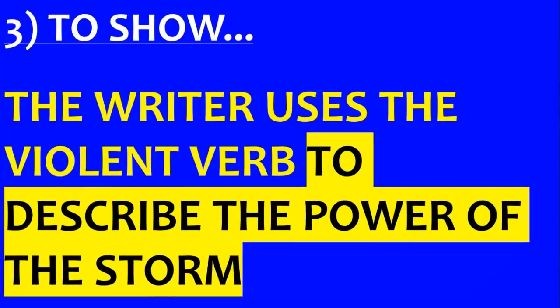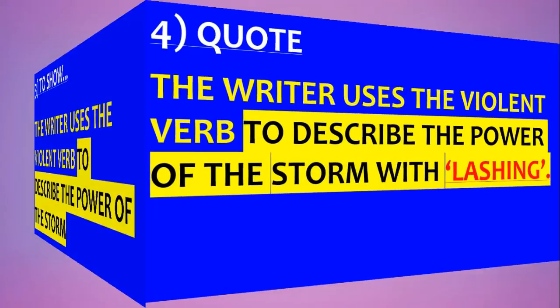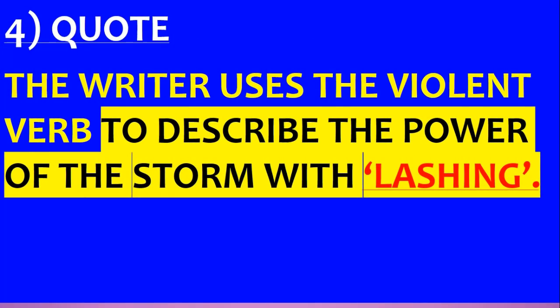Number three, to show. So what does it show? So in this case, we're talking about the effects of the storm. So I've put the writer uses the violent verb to describe the power of the storm. Number four, I need my quote. Again, we're zooming in on one or two words. We're saying a lot about a little. So my quote is just "lashing". So the writer uses the violent verb to describe the power of the storm with "lashing".